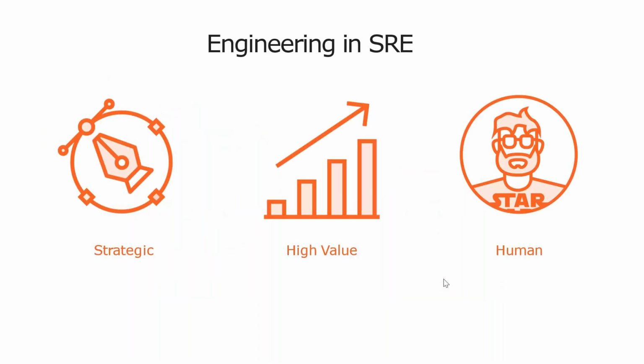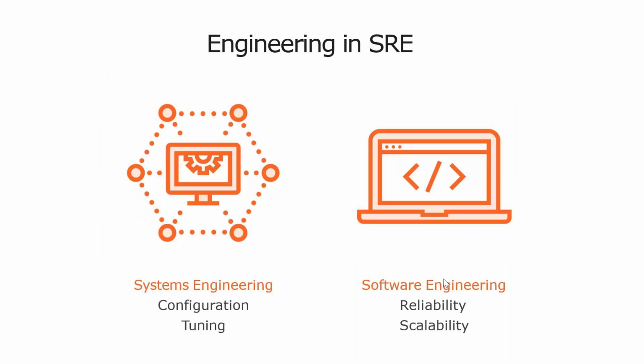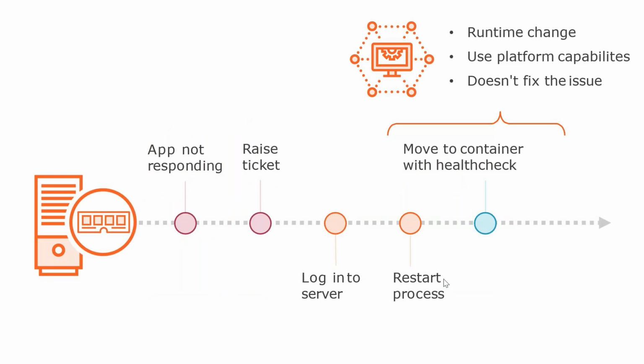So in order to go from ops to SRE, you need to find the strategic work, which is high in value and worth a human doing. So you have to bring the engineering approach into SRE, which includes systems engineering and software engineering. Now how can you fix it?